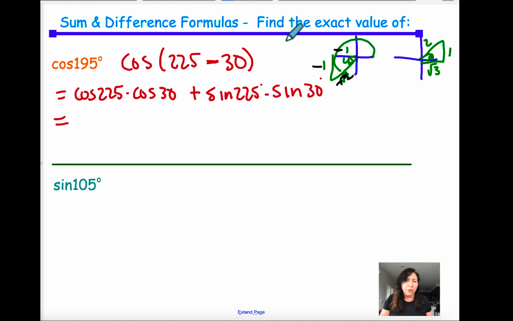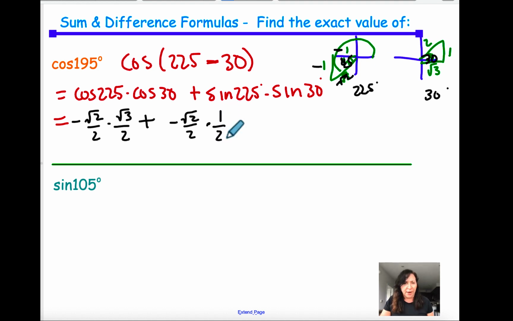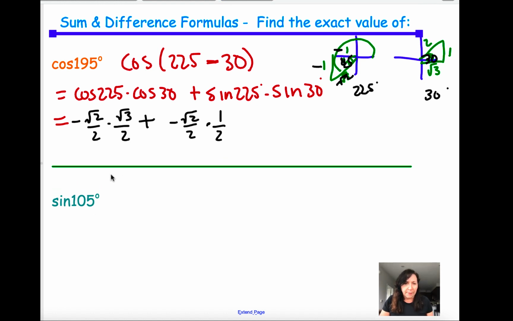That's where I'm at. So cosine of 225, yeah, that's 45. Cosine of 225 degrees is adjacent over hypotenuse. So that's going to be negative root 2 over 2. Cosine of 30 degrees is going to be root 3 over 2. That's positive. So when I'm talking about the 30-degree reference, I use this graph. When I'm talking about the 225-degree reference, I use this graph. Plus sine of 225, also negative root 2 over 2, times sine of 30, which is just opposite over hypotenuse, which is 1/2.